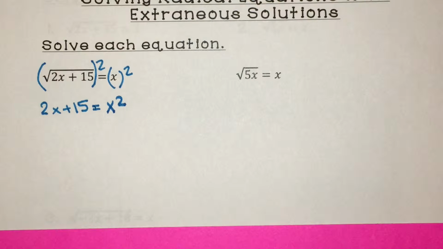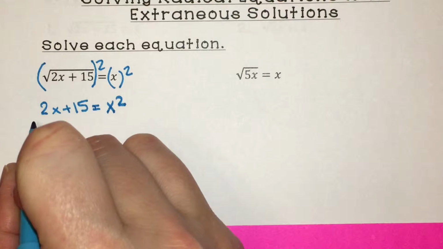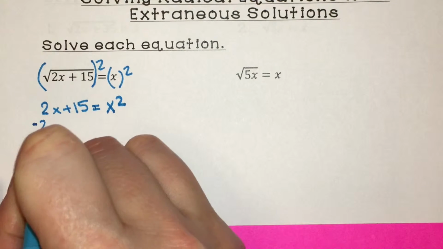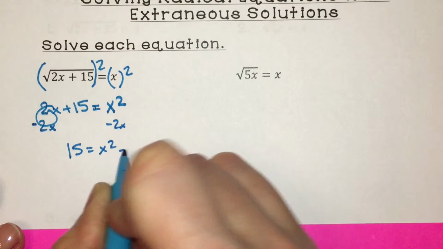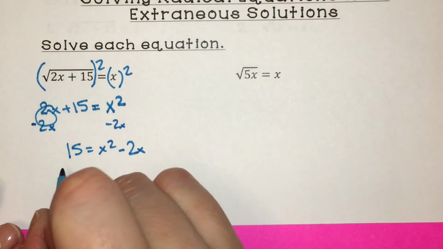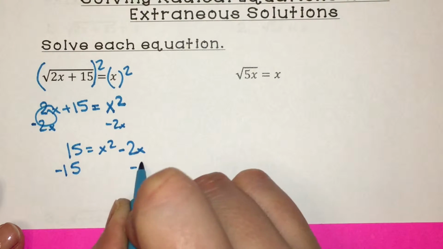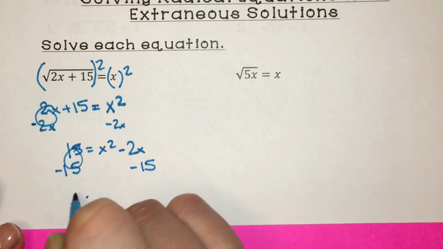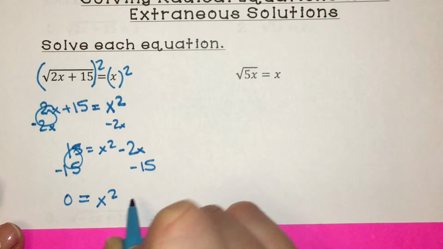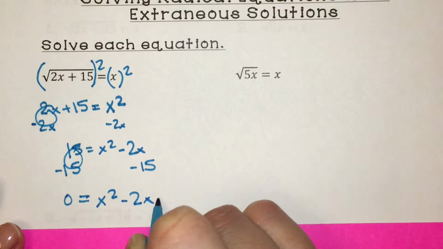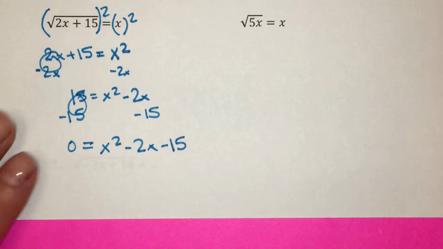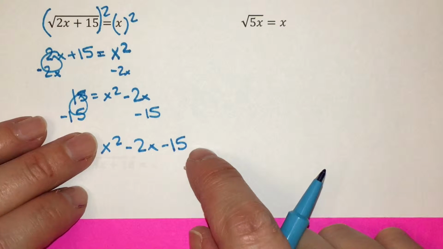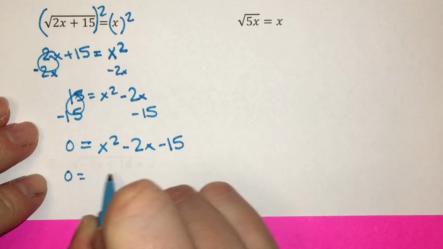Okay, so I'm going to move everything to the same side. Here I'm going to subtract 2x on both sides. So I get 15 equals x squared minus 2x. I'm going to subtract 15 on both sides, and I get 0 is equal to x squared minus 2x minus 15. Okay, so that means I need to figure out if I can factor this.